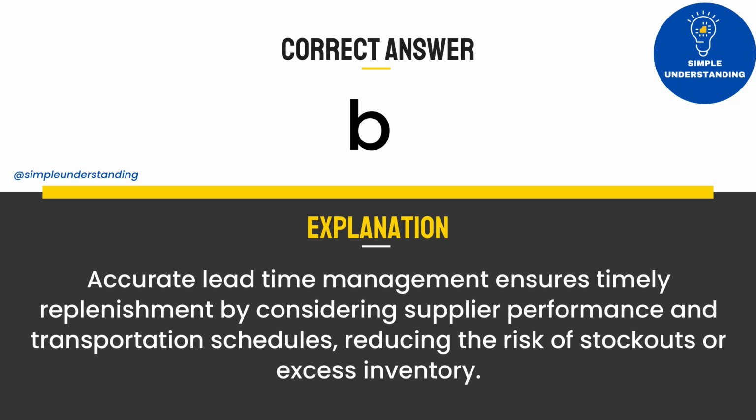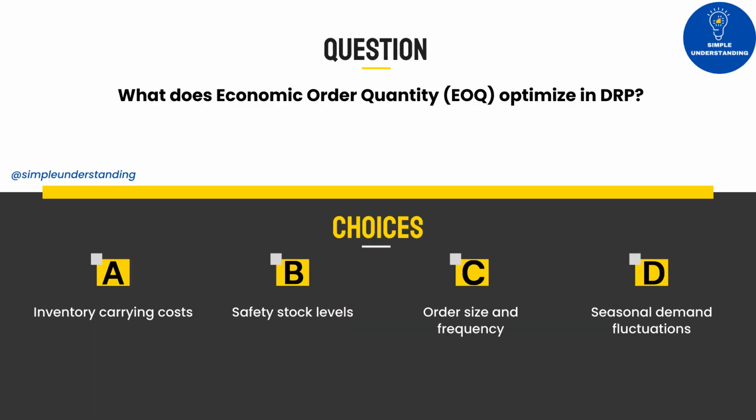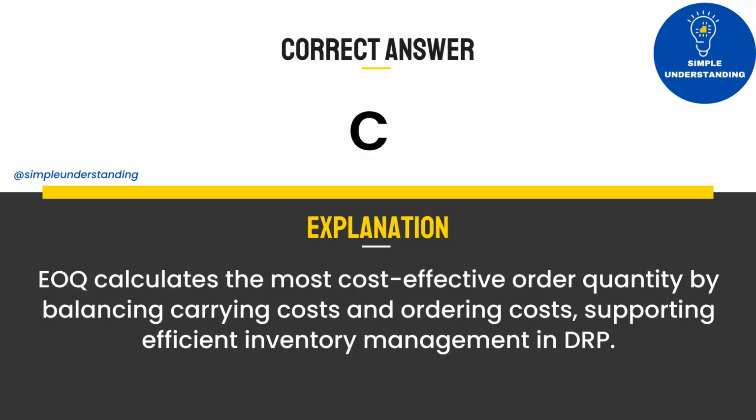Explanation. Accurate lead time management ensures timely replenishment by considering supplier performance and transportation schedules, reducing the risk of stockouts or excess inventory. 5. What is economic order quantity, EOQ, optimize in DRP? A. Inventory carrying costs. B. Safety stock levels. C. Order size and frequency. D. Seasonal demand fluctuations. Answer C.